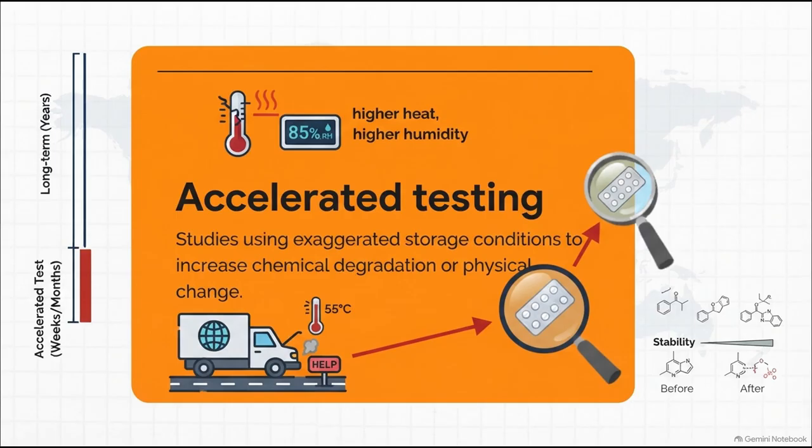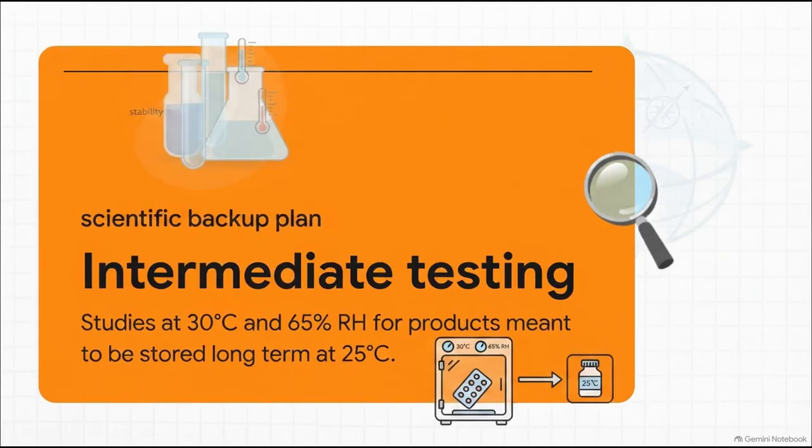Think of a delivery truck breaking down in the desert for a day. Accelerated testing proves the drug can actually survive that temporary spike in temperature. Next up is intermediate testing. You can think of this as the scientific backup plan.